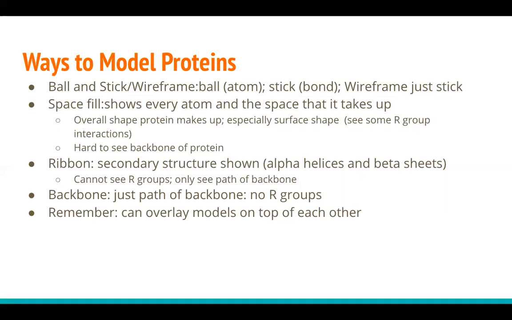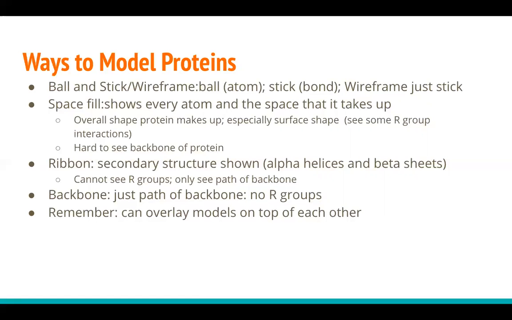So I'm going to talk about the ways to model proteins that Laura went over. There are four main ways that you can model a protein. One of the ways we looked at was ball and stick, which is sometimes called wireframe. The balls represent atoms and the sticks represent the bonds.